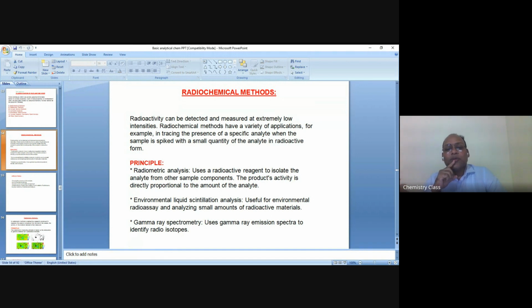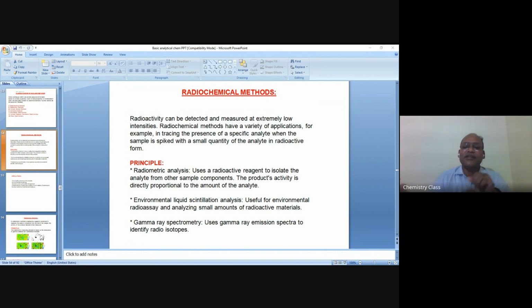Second, environmental liquid scintillation analysis. The environmental radioassay is useful to analyze small amounts of radioactive materials. So where a small amount of radioactive elements or material is there, we can use this kind of method. Then gamma ray spectrometry, another important one. Gamma ray spectrometry uses gamma ray emission spectra to identify the radioisotopes.